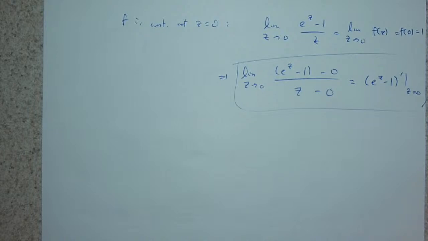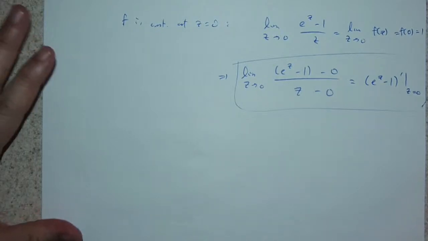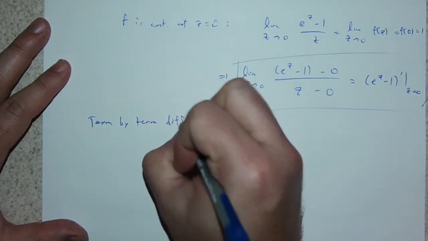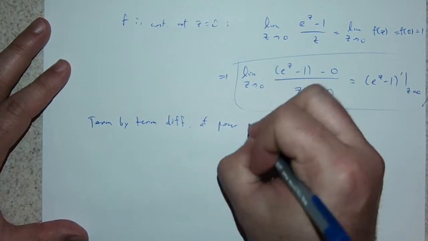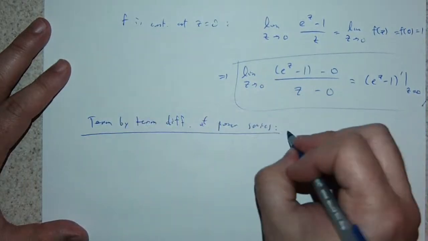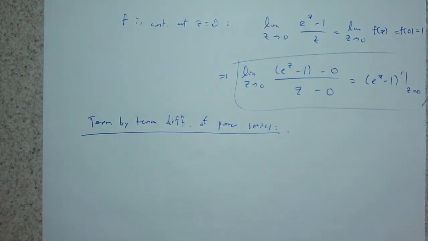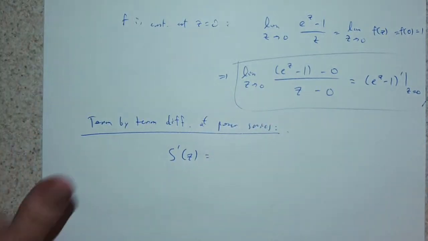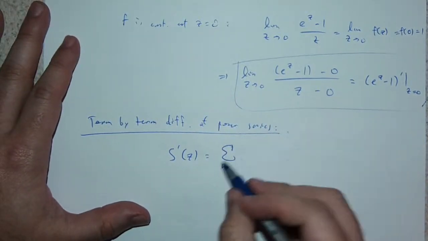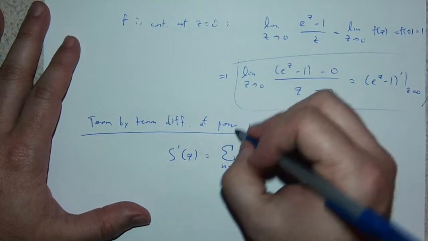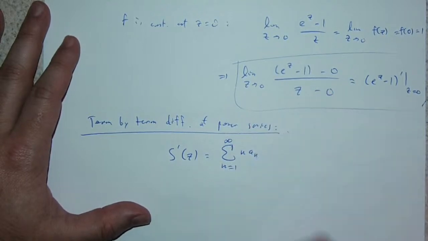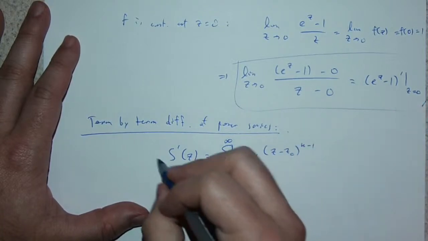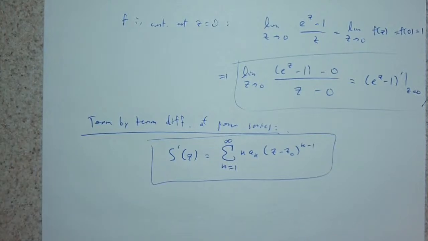Okay, one more fact about term-by-term differentiation of power series. What do you get here? Well, I can compute s prime of z in the obvious way. This is just the sum. The constant term is going to drop out, so you're going to start at n equals 1 instead. The sum to infinity of n times a sub n times z minus z naught to the n minus 1. I can just use the power rule here, term by term.